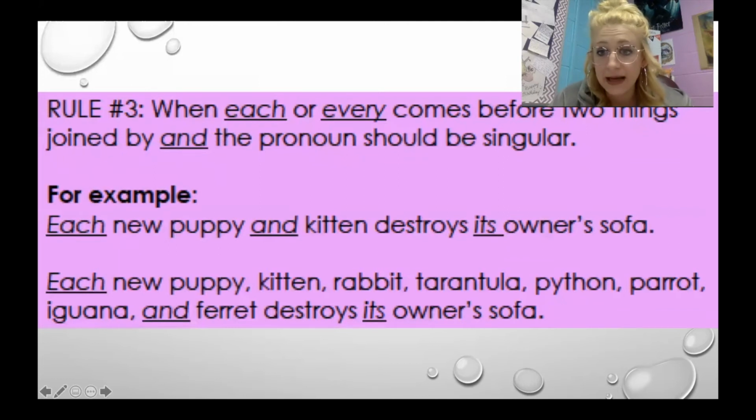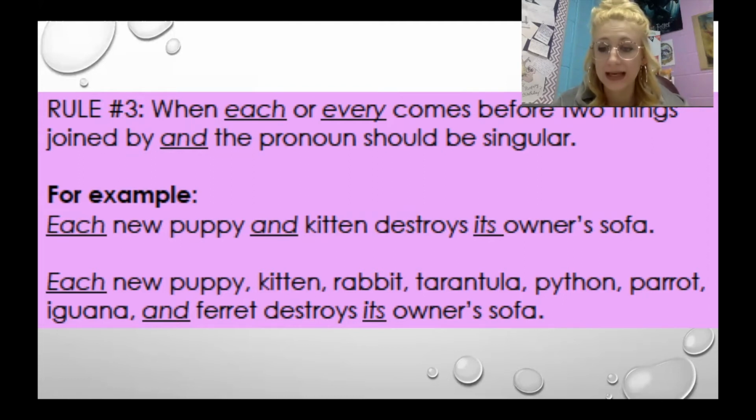When each and every comes before 2 things and is joined by and, the pronoun is actually singular. So let's take a look. For example, each new puppy and kitten. Okay, puppy and kitten. This would be plural. However, in front of it, I have each. So that means each one puppy and each one kitten. Now it has turned singular because I'm talking about each one individually. Each one puppy and each one kitten destroys. I'm not going to put their because I'm talking about each and every single singular one.